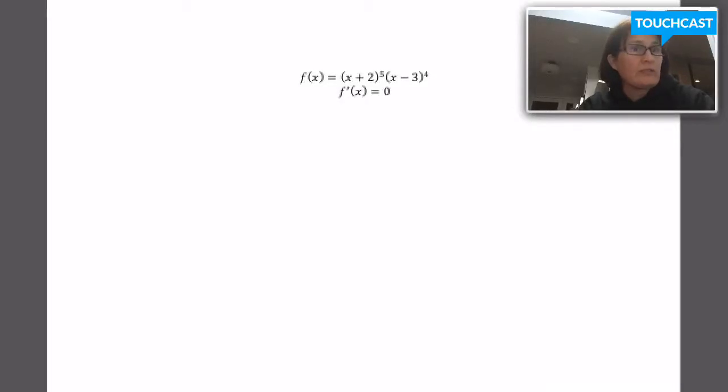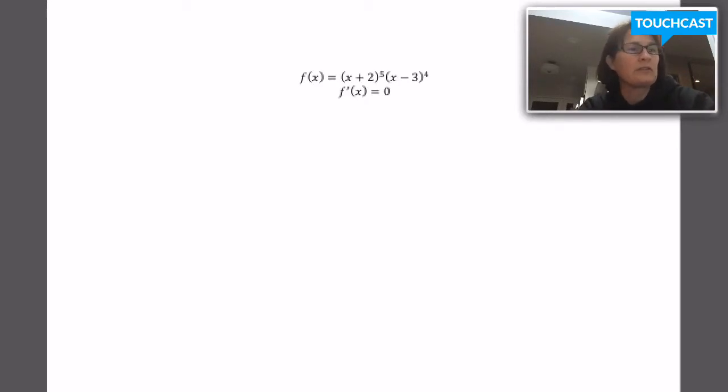We've been asked to find critical points for this function f of x. Well, critical points occur whenever f prime of x equals 0 or wherever f prime of x is undefined. Notice that f of x is polynomial, which means it is smooth and continuous everywhere, which means that everywhere its derivative is going to be defined. So we won't have any points in this case where f prime of x is undefined. So all I have to do is worry about setting f prime of x equal to 0 and solving.